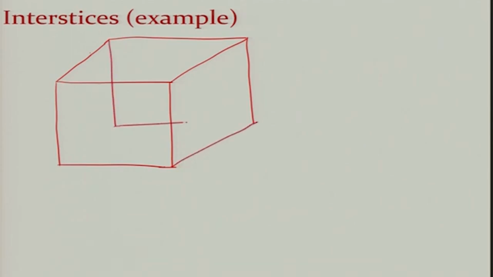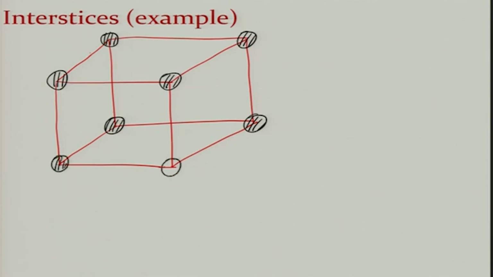For the sake of clarity, I will not make the atoms touch each other. I will rather draw atoms which are a little away from each other. So this is first atom, second atom, third atom, fourth atom, fifth atom, and then I will place atoms at the face centers. Okay, so this is a face centered cubic unit cell.